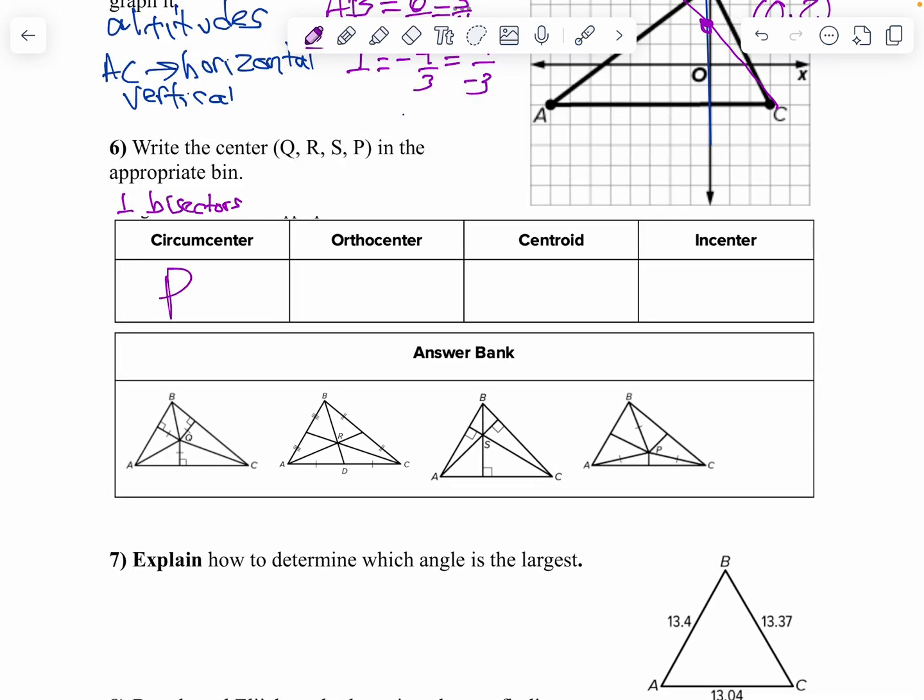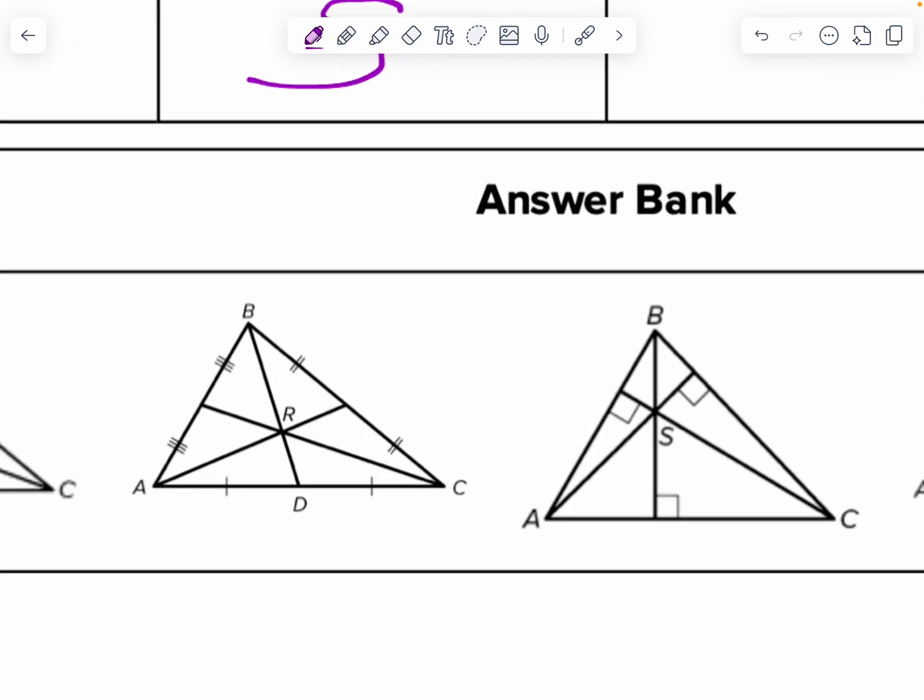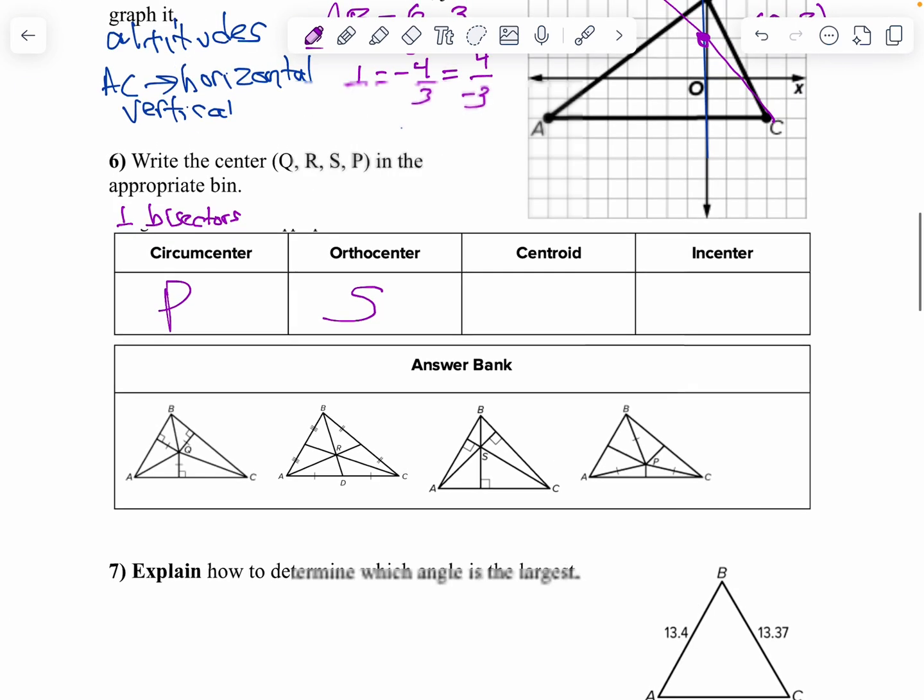I just did the orthocenter. I want the three altitudes. That is S. And then my centroid is my medians. My medians go through the middle. That's R. And then my angle bisectors, they're the same distance from the sides like we did in the first page, and that's Q. And so we get PSRQ.